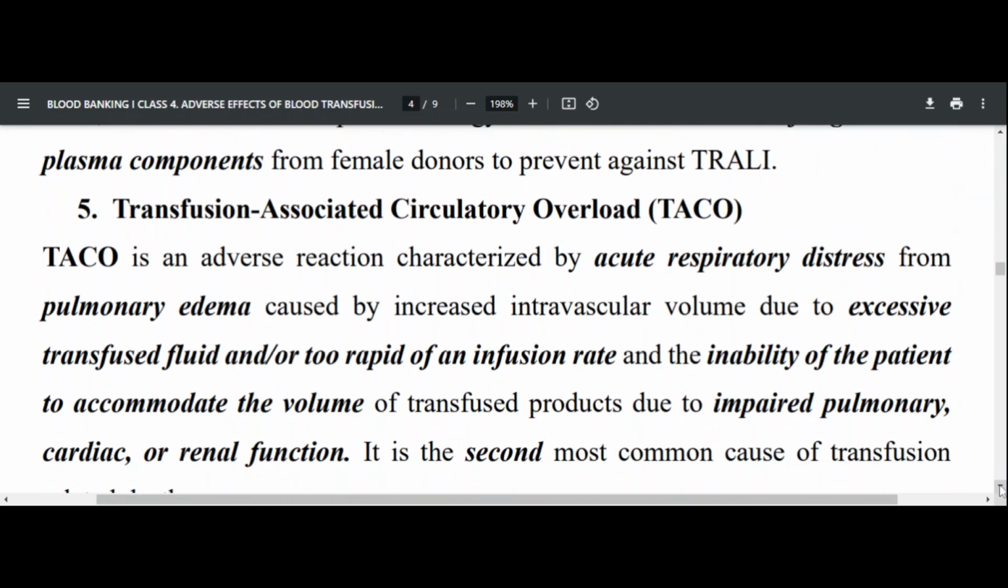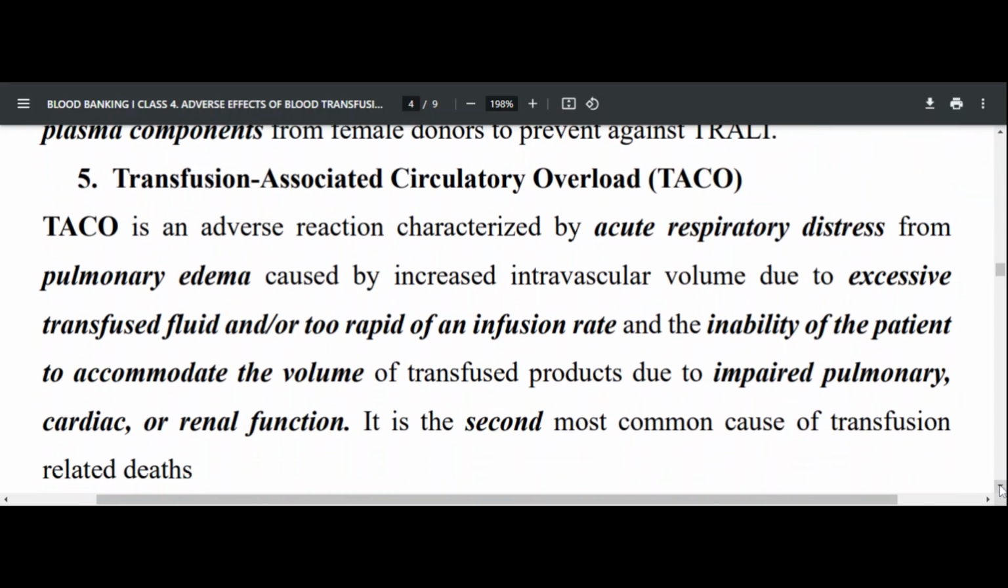Now another adverse reaction of transfusion that we can mention is TACO, transfusion-associated circulatory overload.